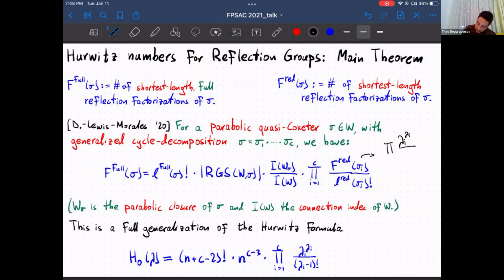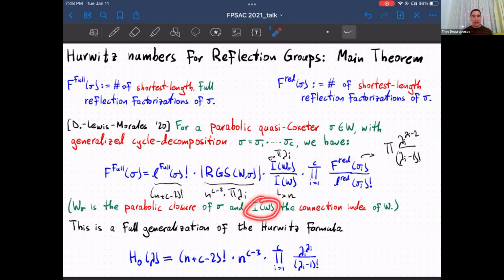So we have the lambda i's to the lambda i minus 2 here, and lambda i minus 1 factorial is the length. Now the connection index for the symmetric group, for a Young subgroup, is just the product of the lambda i's. For the whole group it's just going to be n. This is just n plus c minus 2 factorial. And it turns out that the relative generating sets have this nice expression: n to the c minus 2 times the product of the lambda i's. So you can easily see that there is a little bit of spreading of the lambda i's around, but the main ingredients are there. Now, I want to point out that, somehow, magically, the connection index appears there.